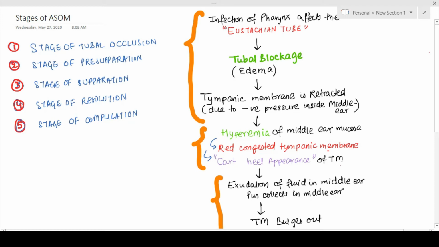So there is infection of the pharynx that affects the eustachian tube. We see tubal blockage, there is edema, and the tympanic membrane is retracted due to negative pressure inside the middle ear. This is known as the stage of tubal occlusion. Okay, in the stage of presuppuration, there is hyperemia of the middle ear mucosa. We see a red congested tympanic membrane and the cartwheel appearance.